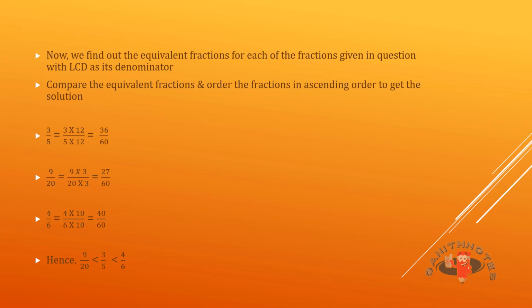It is 36, 27 and 40. So which is the smallest one? It is 27. So 9 by 20 is the smallest value. Then comes 36 by 60, which has the corresponding fraction 3 by 5, and then comes 40 by 60, which has the corresponding fraction 4 by 6. So now the ascending order is 9 by 20, 3 by 5 and 4 by 6 respectively. If you want to have it in descending order, you are free to do it, no issues.